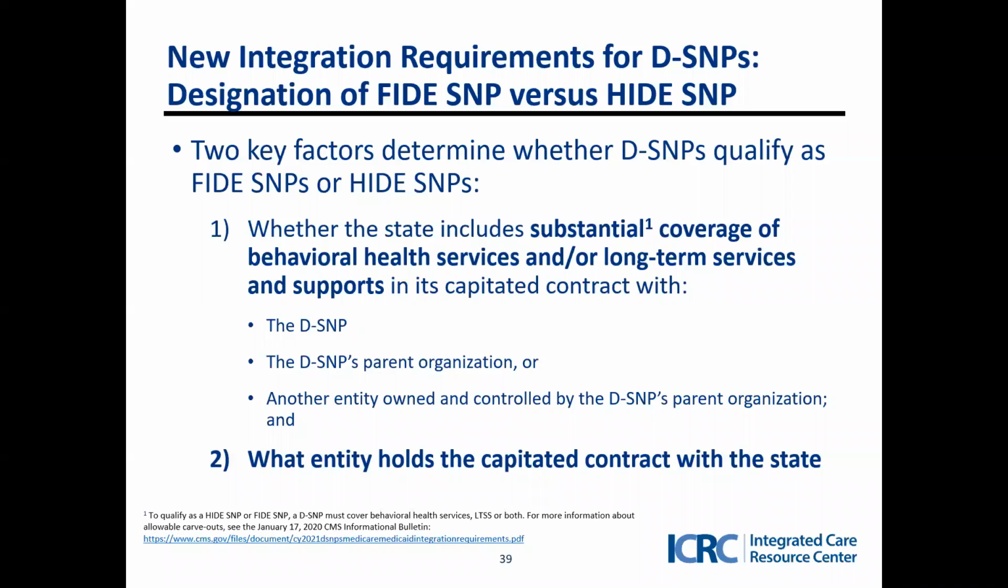I'm not going to go over the differences between FIDEs and HIDEs in depth, but I did want to note that we included a quick cheat sheet for some of the larger differences between FIDE SNPs and HIDE SNPs in the appendix. Two requirements that are not listed here but are worth talking about, however, are related to service areas and carve-outs. In order to be designated as either a FIDE SNP or a HIDE SNP, there must be some overlap between the service areas for the D-SNP and the affiliated Medicaid plan. However, the service areas don't need to be identical.